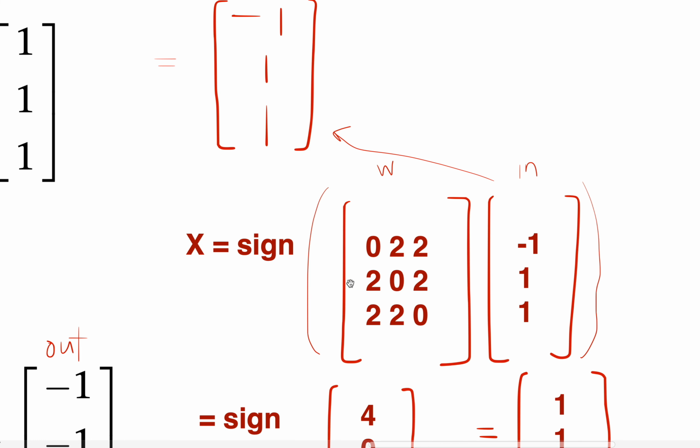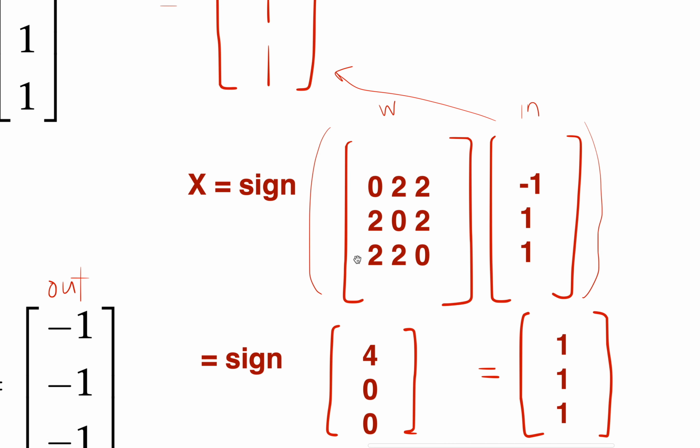Then the second row: 2 times negative 1, we will get negative 2. And then 0 times 1 we get 0, plus 2 times 1. So we get negative 2 plus 0 plus 2, so we will get zero, or 0. Then we solve the third row, and we will also get the value of 0. Don't apply the sign yet. We check first the values we got: 4, 0, 0.